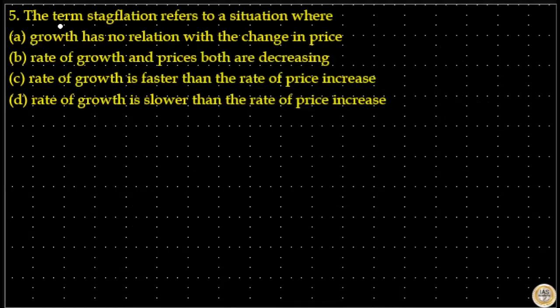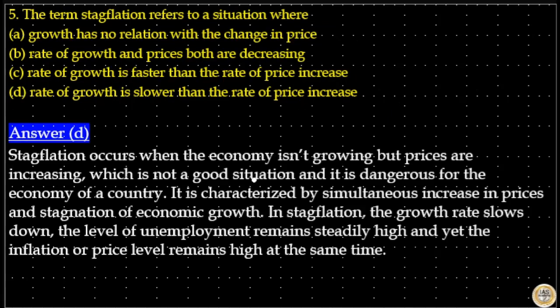Next is question number 5. The term stagflation refers to the situation where, options are: growth has no relation with the change in price. That is incorrect. Rate of growth and prices both are decreasing. That is incorrect. Rate of growth is faster than the rate of price increase. That is also incorrect. Rate of growth is slower than the rate of price increase. That is correct. So here the answer to this question is option D.